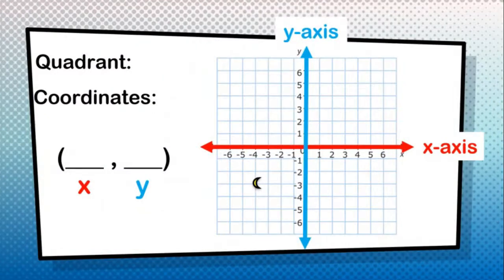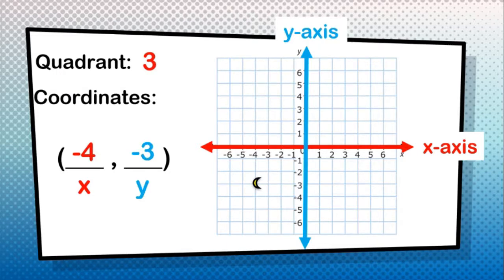What quadrant is the moon located in? We have quadrant 3. What about the abscissa or the x-coordinate? From the origin, count how far the point is from the y-axis. And that is negative 4. What about the ordinate or y-coordinate? Look at the y-axis. From the origin, count how far the point is from the x-axis. And that is negative 3.